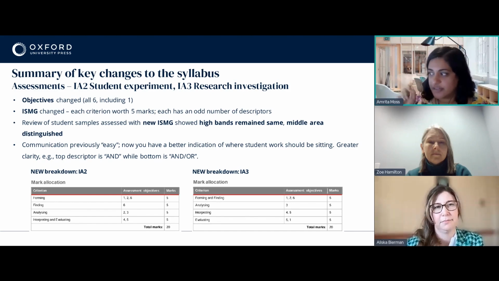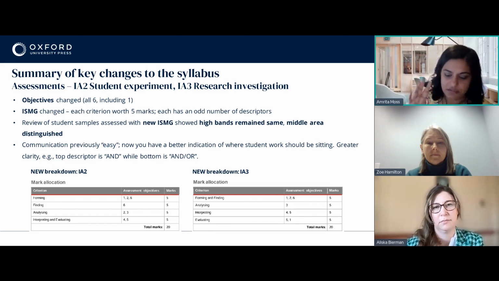Now each criteria is worth 5 marks, and there's an odd number of descriptors in each, which will make determining where a student's mark lies a lot easier. And the QCAA has looked at using existing confirmed samples and using the new ISMG, and they found that it really distinguishes the top end, which is great.